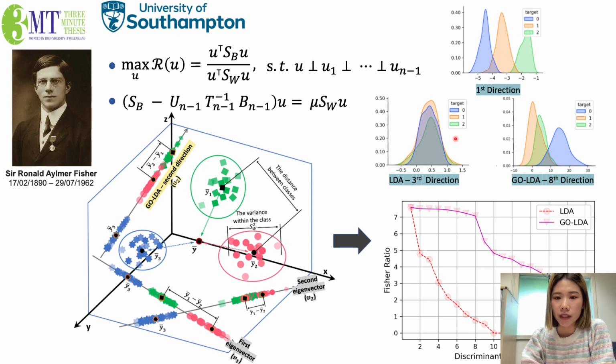The above three images show how this method works on classification problems. Here is a three-class problem. On the first direction, it can separate these three classes really well. When we move on to the third direction using LDA, we can see these three classes all overlap. There's no discriminant information at all. But even when we move to the 8th direction using GoLDA, it can still push one class out. There's still some information that we can use for classification problems. Thank you.